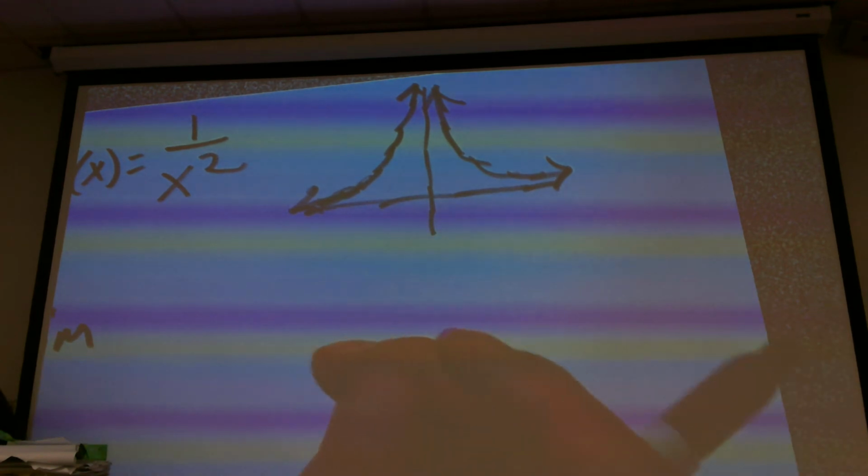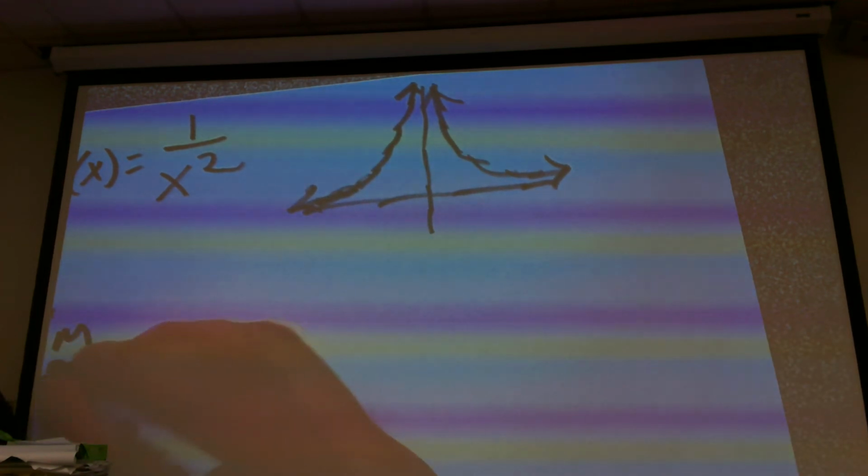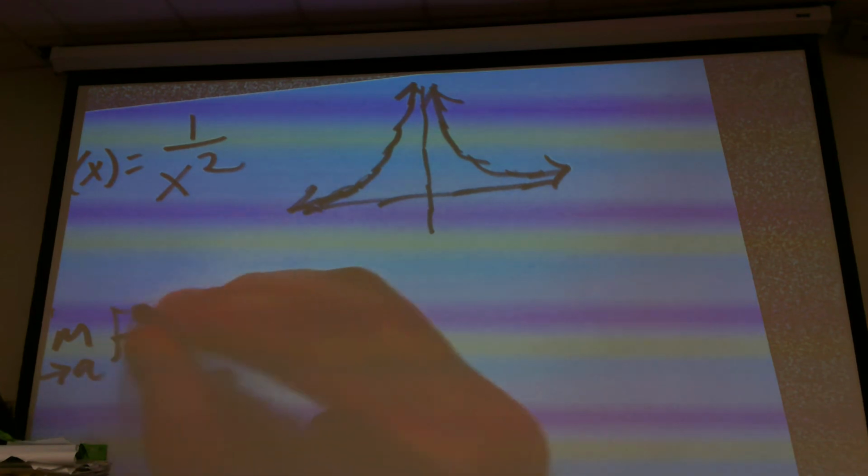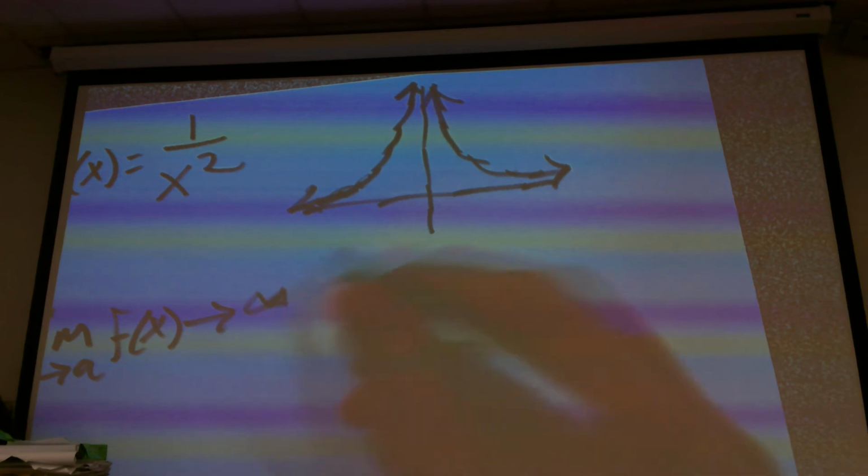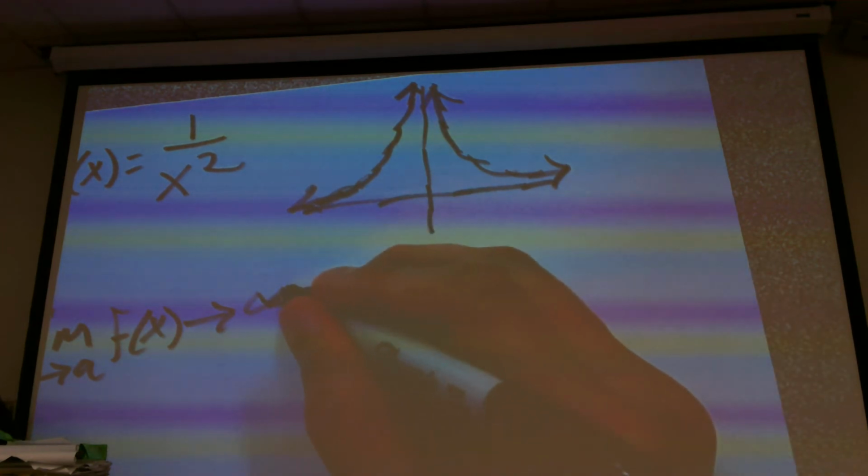Well, let's say this. The limit as x tends towards a of f of x tends towards infinity.